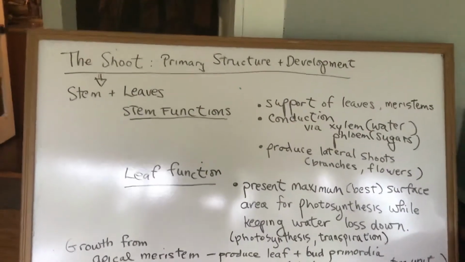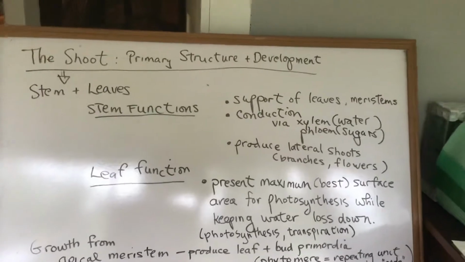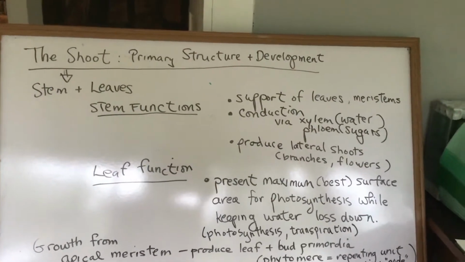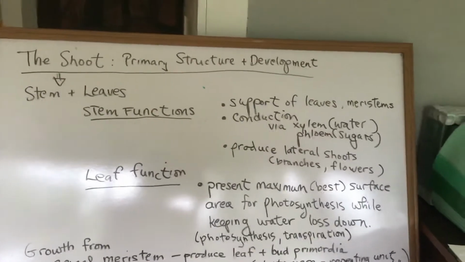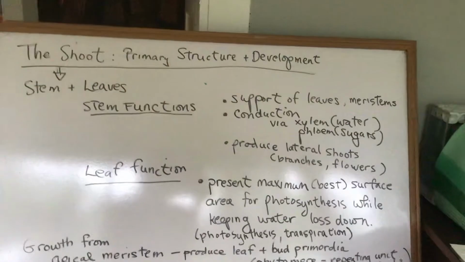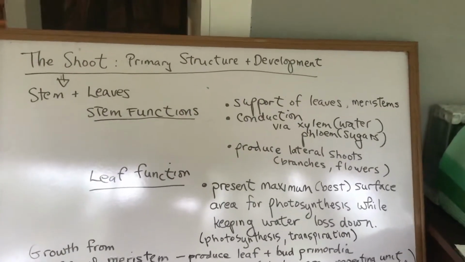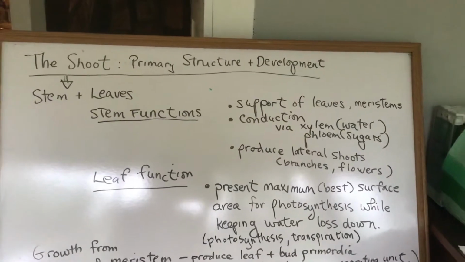The stem functions are mainly for support of the leaves and the meristems, which include the buds, the lateral buds, and the terminal buds. Conduction of materials, mainly water and sugars, and then the production of lateral shoots, including branches and flowers.